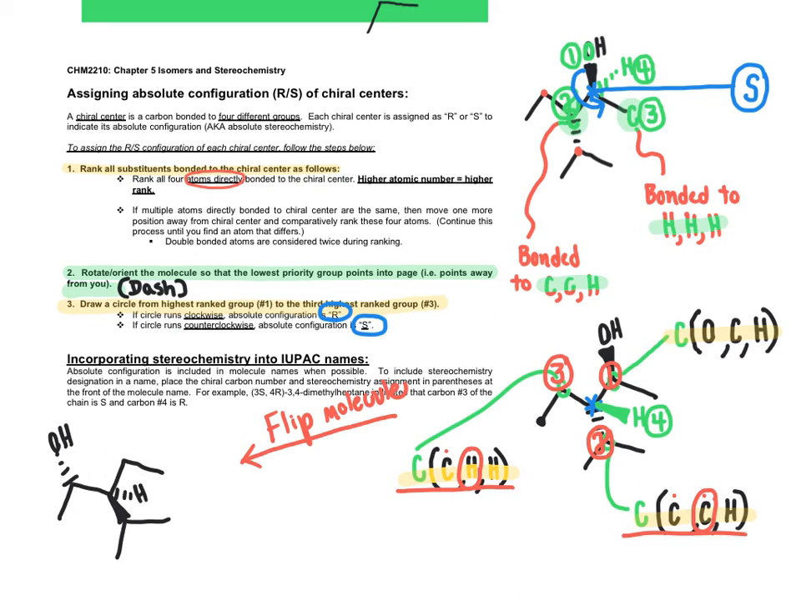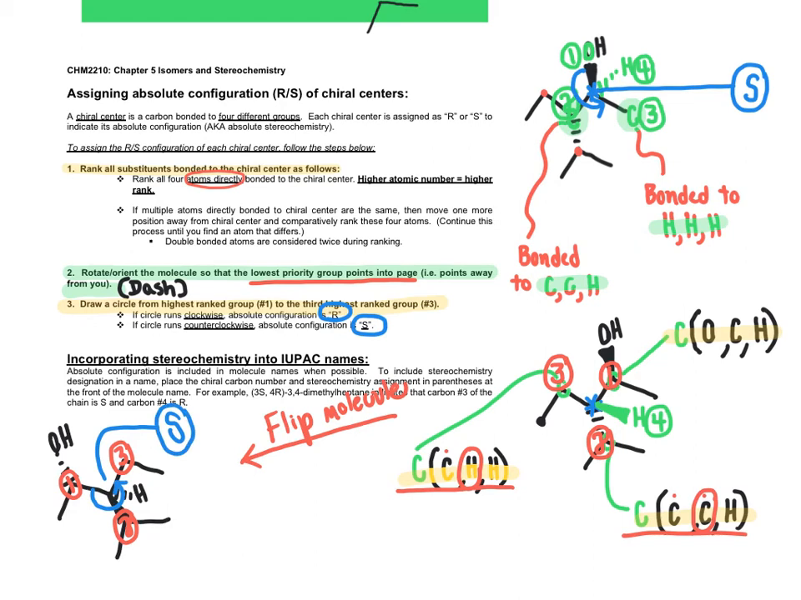And I'm going to go back in and fill in my assignments. This group was number 1. I'm just copying the information from the right lower side there. This was 2 and this was 3. And now that the molecule is properly oriented, since the lowest priority group points away from us into the page, we can just draw our circle, going from 1 to 2 to 3. Going from 1 to 2 to 3 takes us in the counterclockwise direction, or the so-called stupid clock direction. So therefore, this would be defined as an S chiral center.